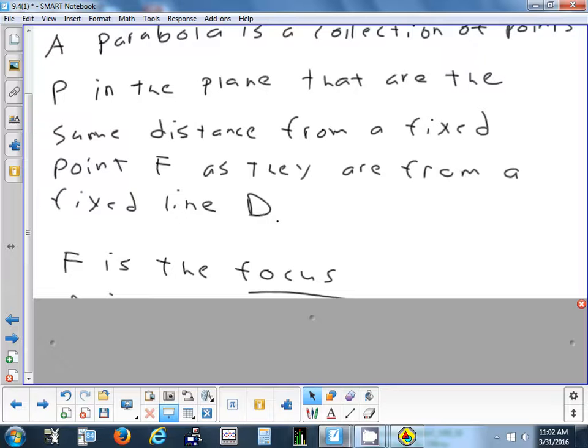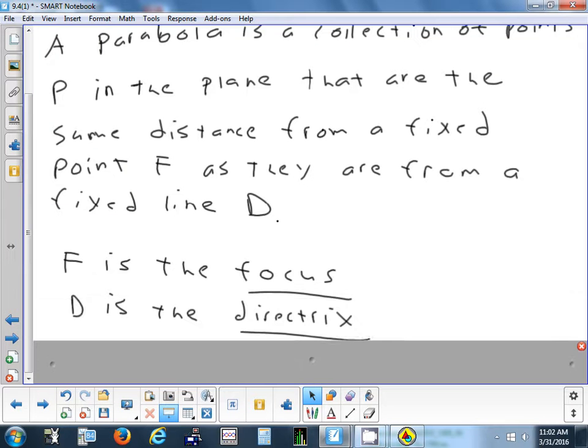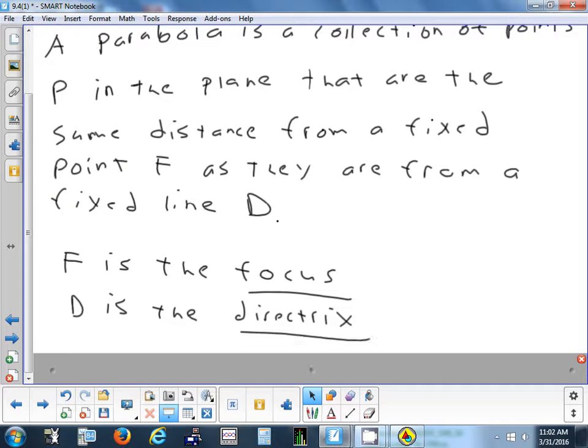Okay, so that point I called F, the reason I called it that is because it's called the focus. It's called the focus of your parabola. And D, that line that we measured the distance from, that's called the directrix. So every parabola has a focus and a directrix.